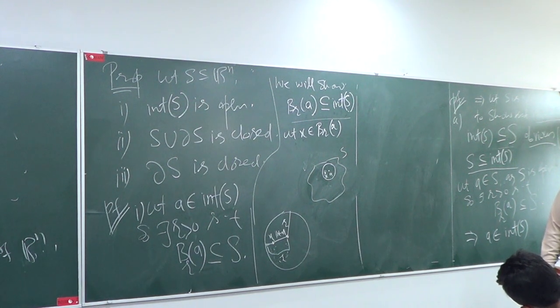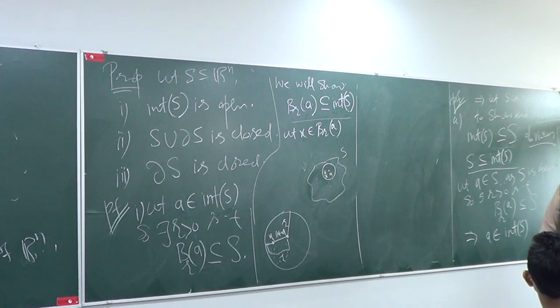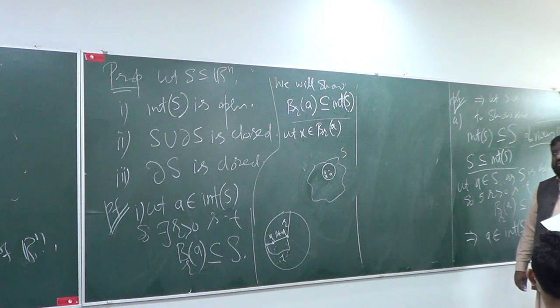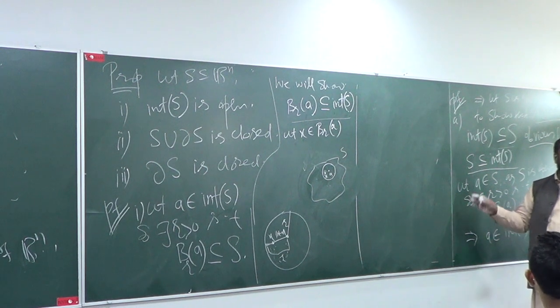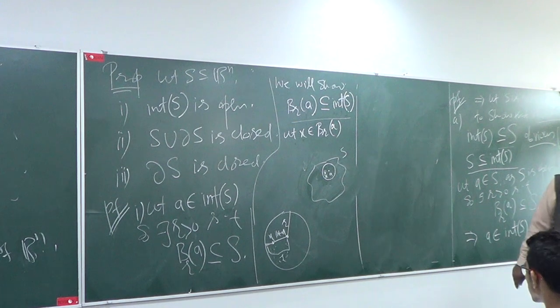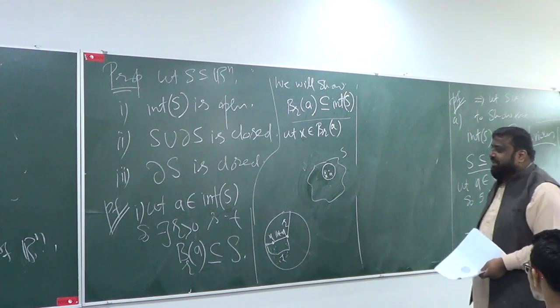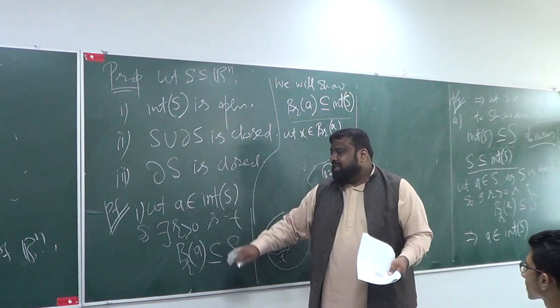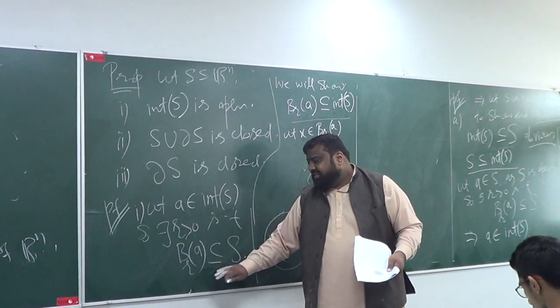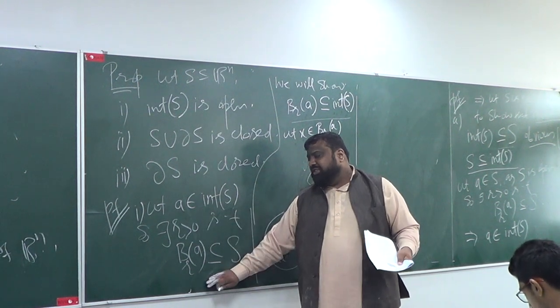I'm not saying that it's incorrect. Maybe it would be a correct thing, but give it a try and show it to me that you have proved this. You'll have enough exercises to use your intuition, so don't worry about it. Okay, so what we are saying: took a point, drew a ball, and this follows from the definition.